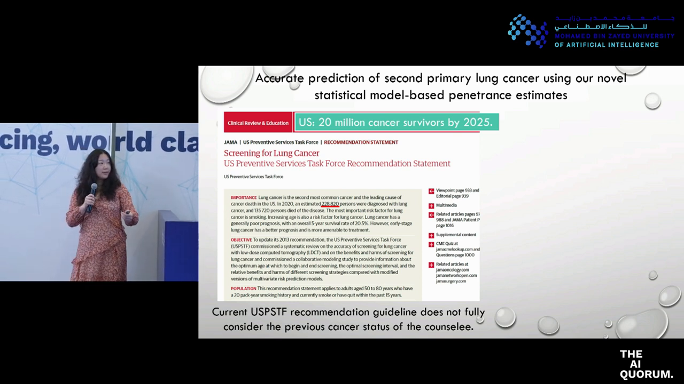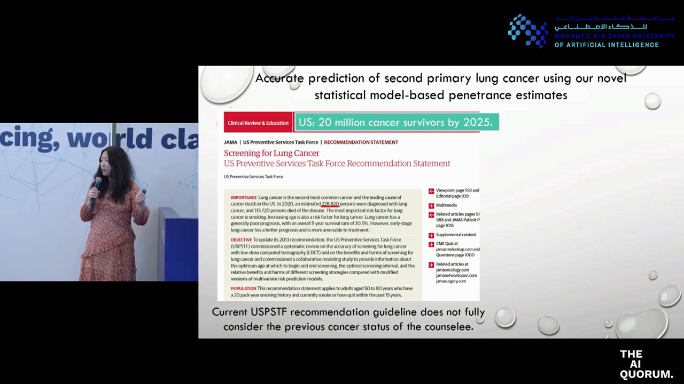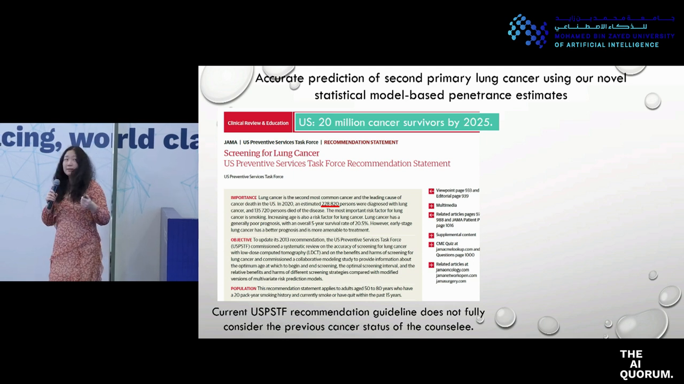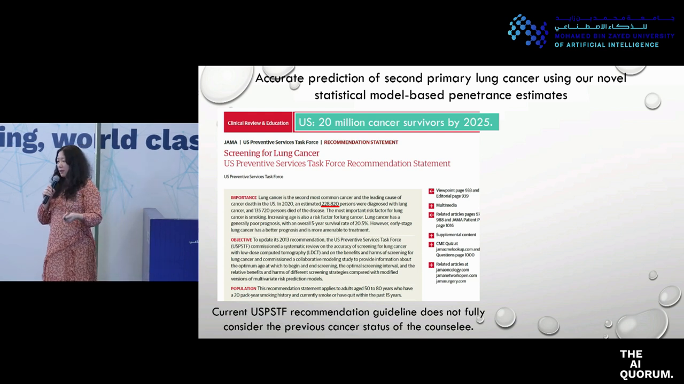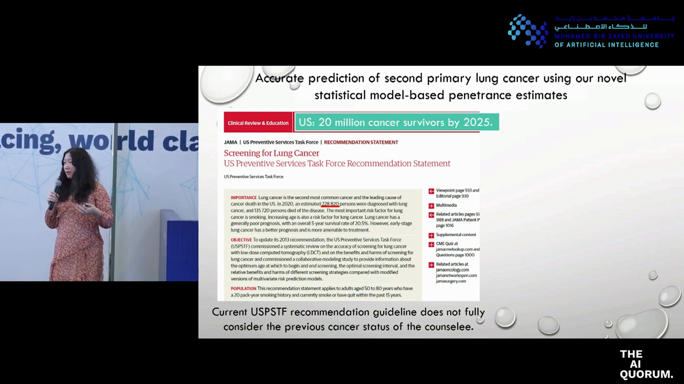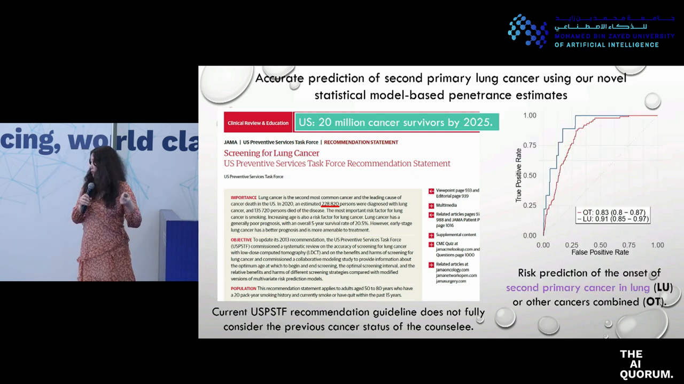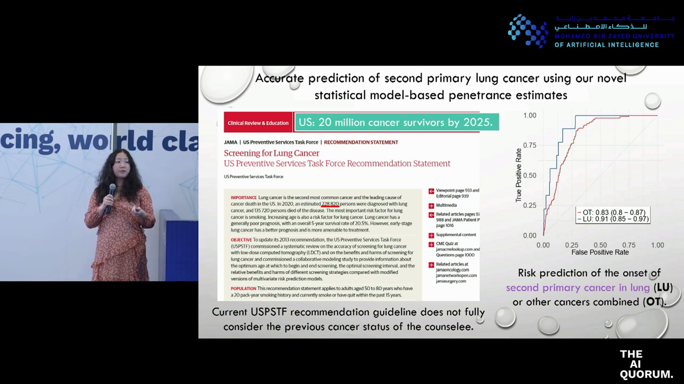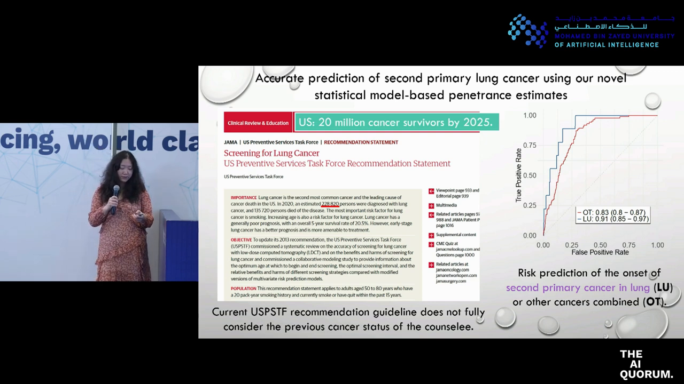cancer. And this is not wise and concerning because by year 2025 in the US, at least 20 million cancer survivors will be living around us. And obviously, these individuals have been treated with radiation or chemotherapies. Therefore, their trajectory of developing lung cancer will be different from the rest of us. So using a very unique cohort at MD Anderson, we developed a risk prediction model to predict specifically the onset of second primary cancer in lung.